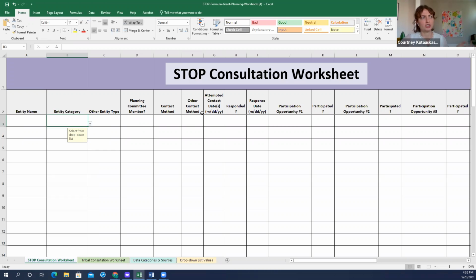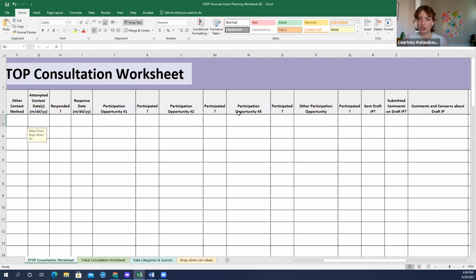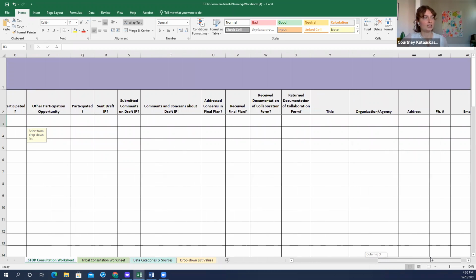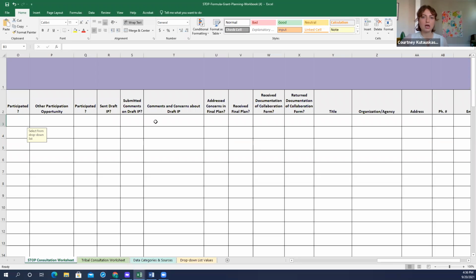And then you can also track when you contacted them, the date, if you had to try multiple times, if they responded, and when they responded. And then as we get over to this side, the different participation opportunities. Whether that was a larger planning committee meeting, or a more individual opportunity for them to express their concerns, or even the reviewing of the plan itself, you can put all of that in here. Sorry, let me scroll all the way over. You can also put in any comments or concerns that they had about the draft of your implementation plan, when they received the plan, and when they sent it back.